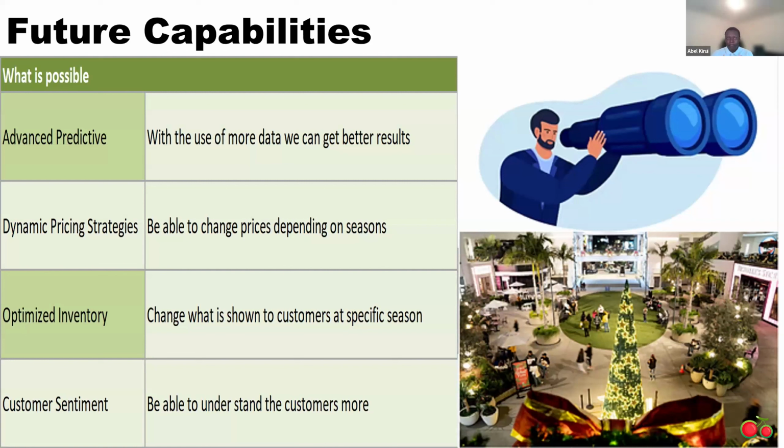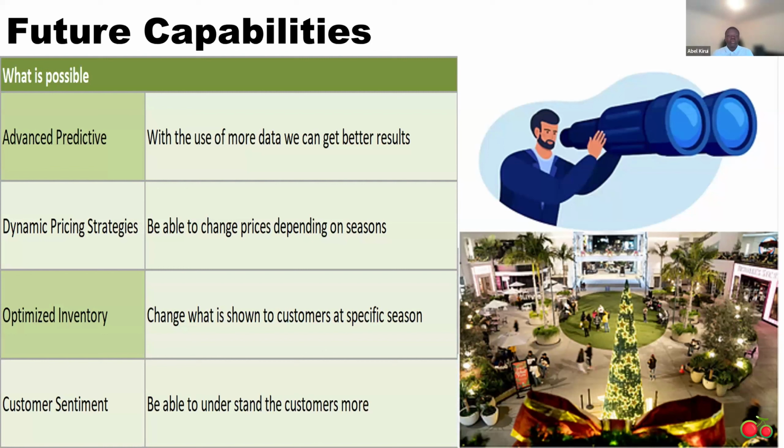Dynamic pricing. Yes, we do know that customers do tend to spend more during non-holiday weeks than during holidays. So by changing how different products are priced during holidays, we can see if customers are willing to spend this much during this time of the year or that much. We could lower and increase prices dynamically depending on the season.